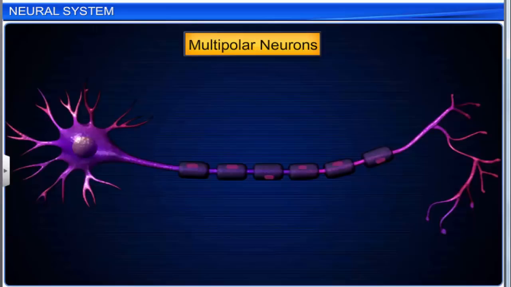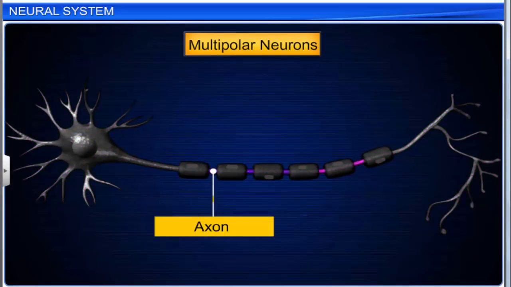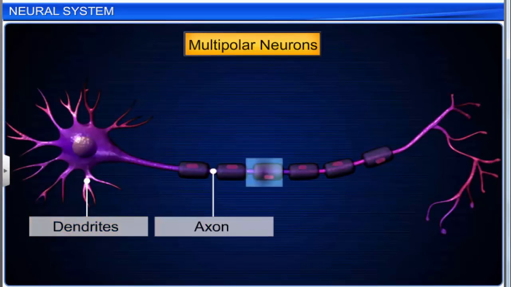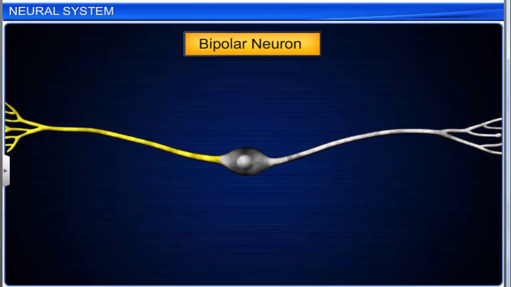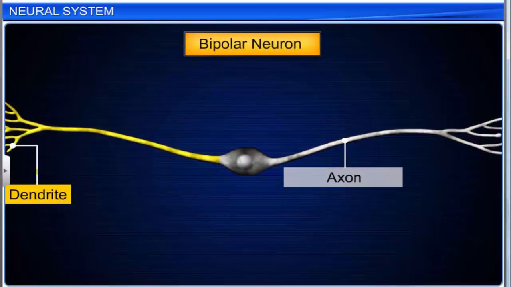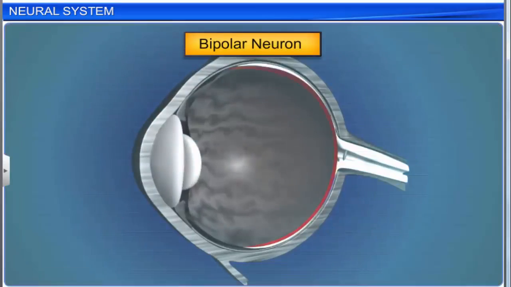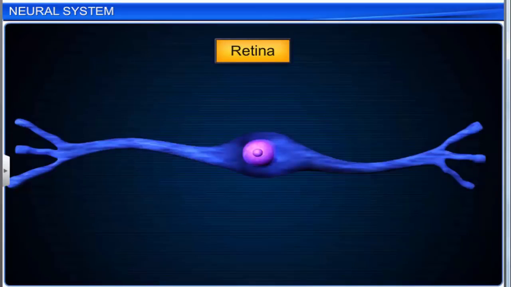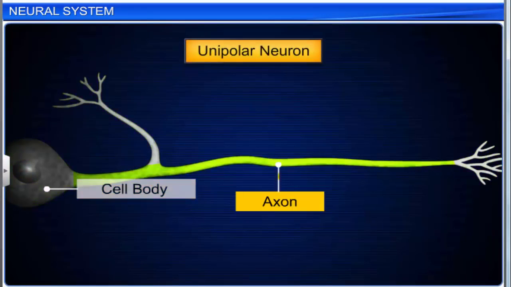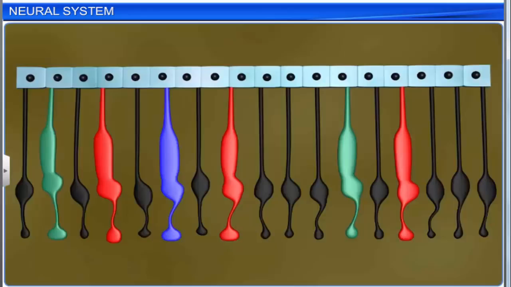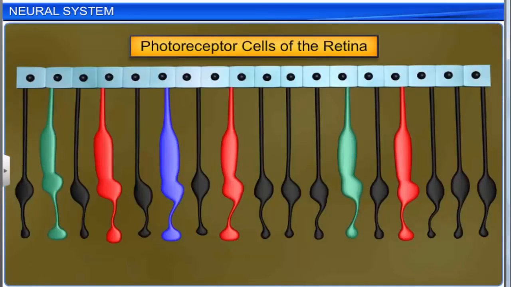Multipolar neurons have one axon and two or more dendrites and are found in the cerebral cortex. Bipolar neurons with one axon and one dendrite are found in the retina of the eye. Unipolar neurons have a cell body with one axon only and are found in the photoreceptor cells of the retina.